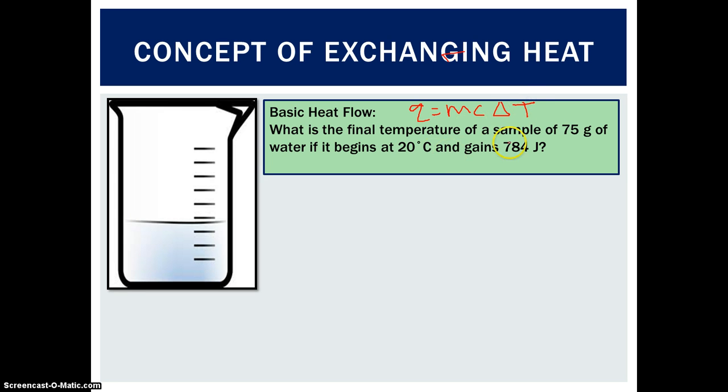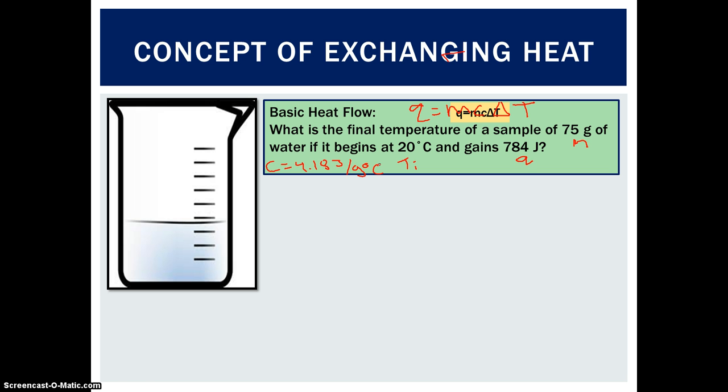We can determine the final temperature of a sample of 75 grams of water if it begins at 20 degrees and gains a certain amount of energy. These are just plugging in Q. This is T initial. This is the mass, and we know the specific heat of water equals 4.184, or just 4.18 is fine, joules per gram degree Celsius. Okay, so we know all the pieces and we can plug them in.